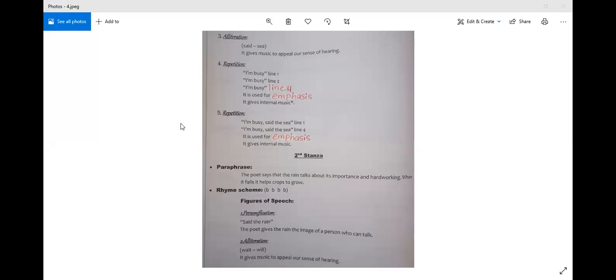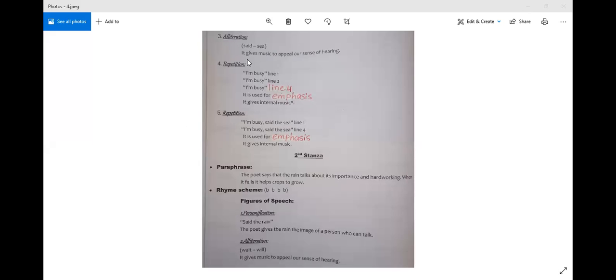When two words start with the same letter. Yeah, two or more words start with the same consonant letter on the same line. Okay, we have to remember these things here, Lena. So I mean here, two or more words on the same line start with the same consonant letter. Okay, so we have here said and sea. They start with the same consonant letter, S and S. So this is alliteration.